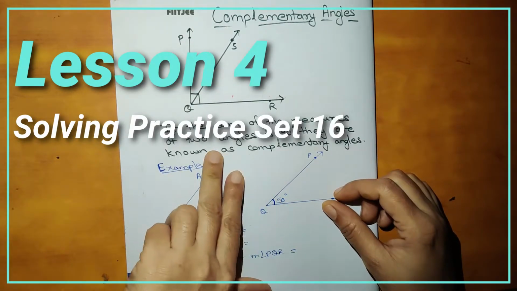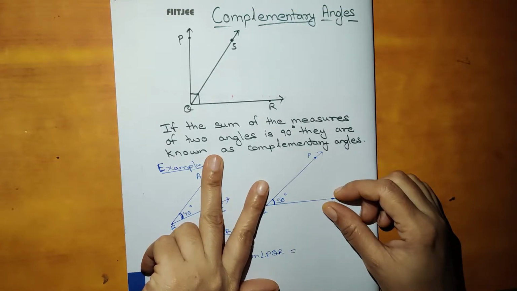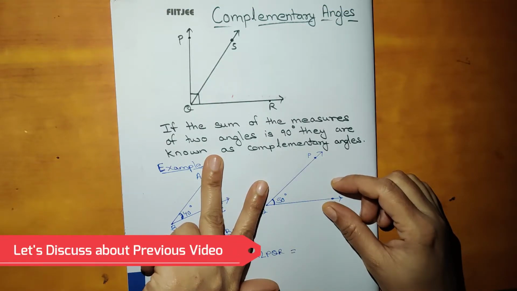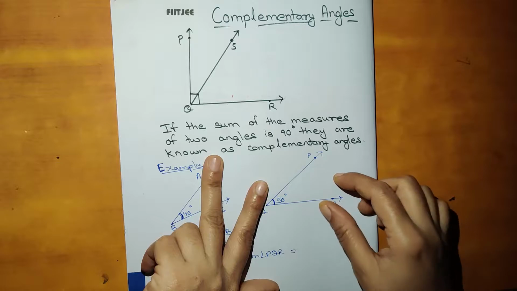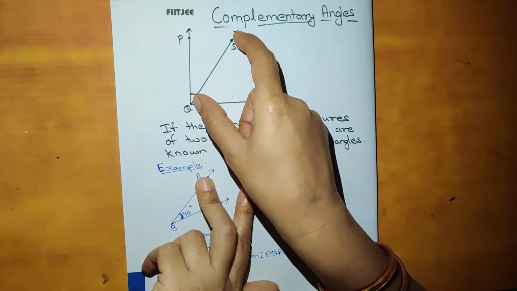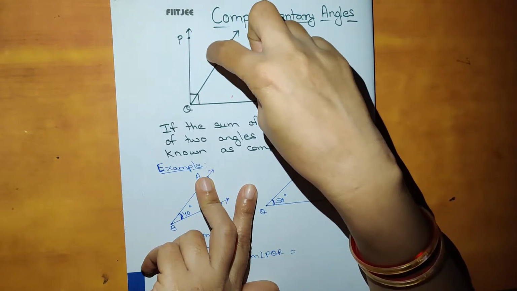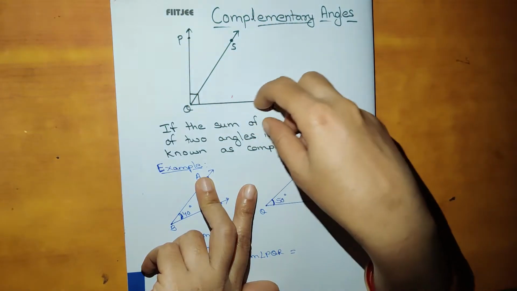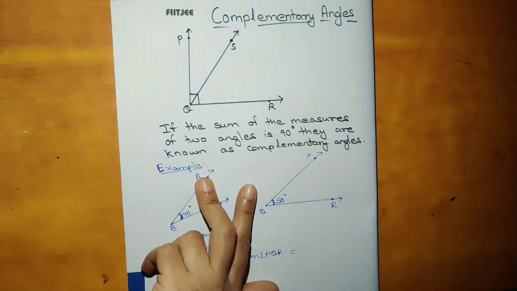Welcome. Till now we have studied what adjacent pairs of angles are. Adjacent pairs of angles means a pair of angles which have a common arm, a common vertex, and whose interiors are separated. They are known as adjacent angles.